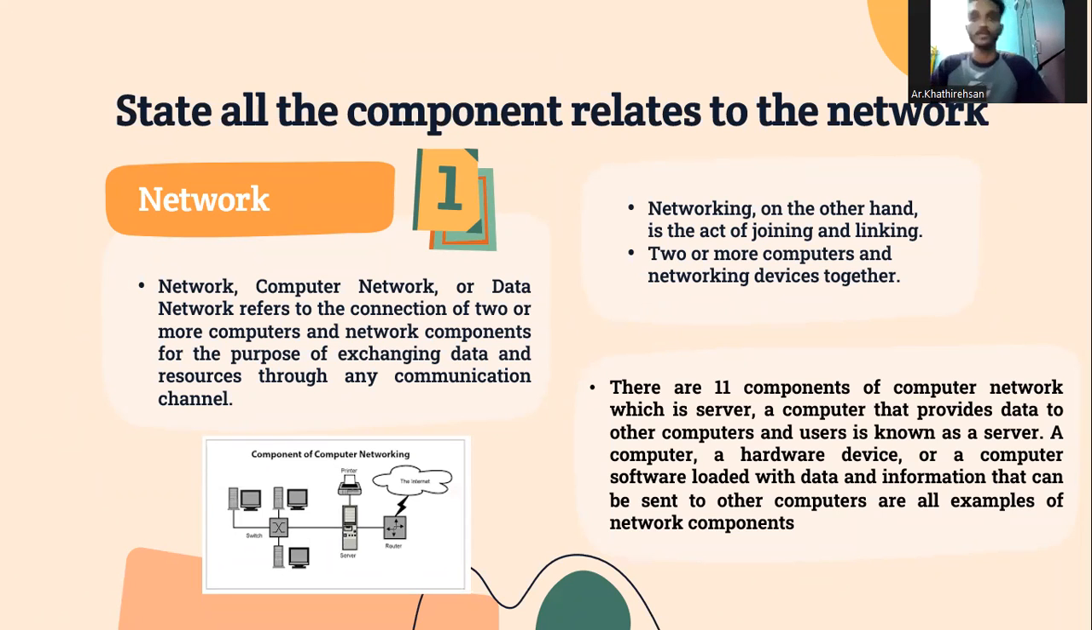You can see the picture. A component of networking is a connection. Networking, on the other hand, is the act of joining and linking two or more computers and networking devices together. There are 11 components of a computer network, starting with the server, a computer that provides data to other computers and users. A server, a computer hardware device or computer software loaded with data and information that can be sent to other computers, is an example of a component.